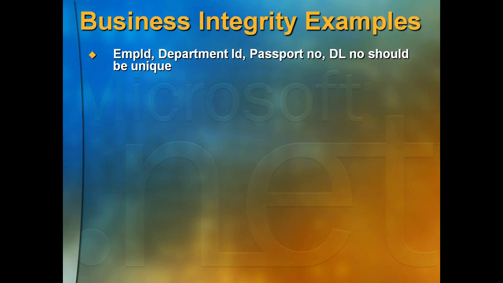Employee ID, department ID, passport number, driving license number should be unique. Somebody says, my employee ID is 1234, and your employee ID is also 1234, and these two guys are working for the same company. Is it correct? It is completely invalid, right? Transaction amount cannot be negative. You went to the ATM and were supposed to enter 2000, but you entered minus 2000, and the ATM accepted that. Will it be allowed? It should not be, right?